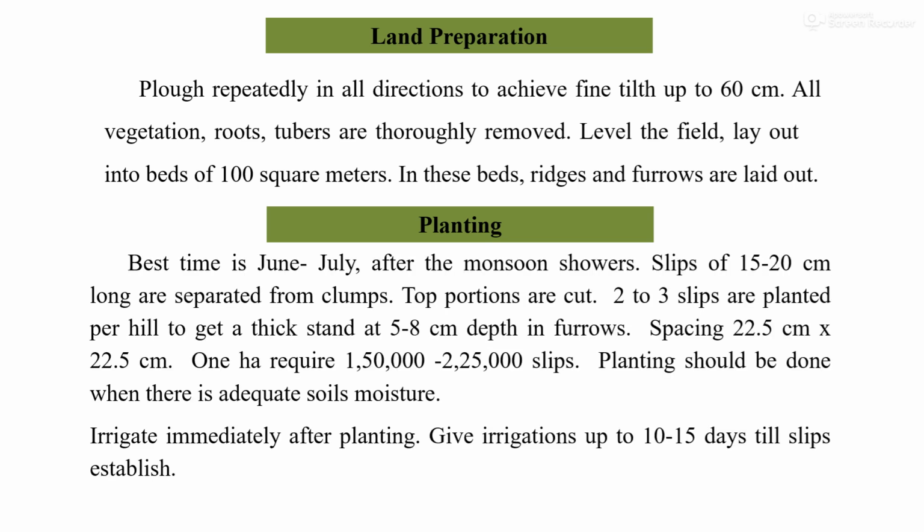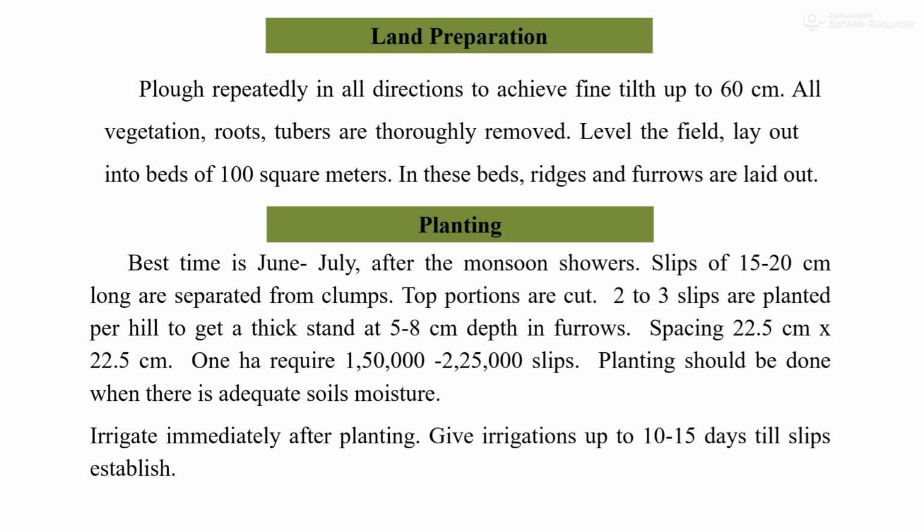Then planting. In vetiver, the best time for plantation is the monsoon period, in the months of June and July. Slips 15 to 20 centimeter long are separated from the clump and the top portion is cut. In this way, 2 to 3 slips are planted per hill to get a thick stand at 5 to 8 centimeter depth in the furrow. Spacing should be maintained at 22.5 centimeter by 22.5 centimeter. For 1 hectare area, there is a need of 1.5 to 2.2 lakh slips.